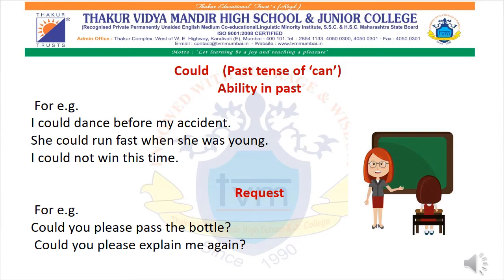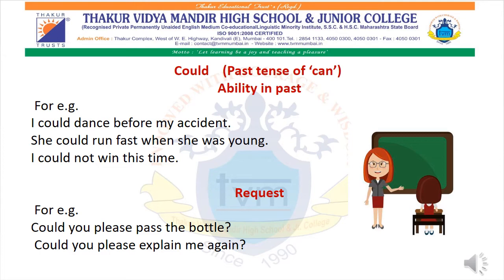And if you want to write any particular sentence in the negative, then you have to add not just after the helping verb. That is, "I could not win this time." So it is telling us that despite a lot of hard work in the past, still I could not win this time also. And could is also used if you want to request someone.